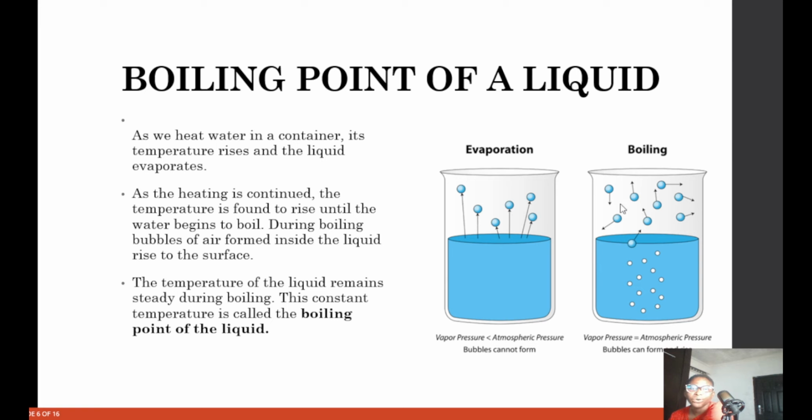I'm sure we know all of these. If we have seen the water boiling before, we notice bubbles at the surface of the liquid. The temperature of the liquid remains steady during boiling. You know, water boils at 100 degrees Celsius. This constant temperature is called the boiling point of the liquid.